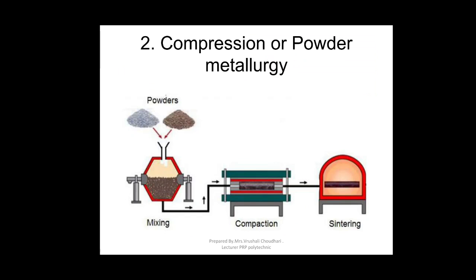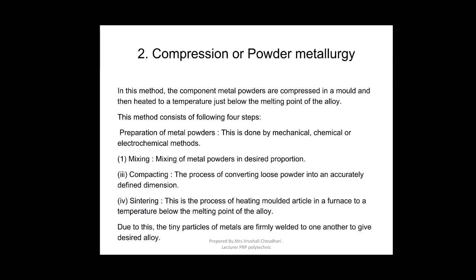Another process is called powder metallurgy, or the compression technique, used for making alloys. In this diagram, you can see that we have taken two different metal powders and mix them in a jar. After mixing, we do compacting and sintering. First, we mix two metal powders to get a uniform mixture. After that, we compress it under high pressure, and then we do sintering.